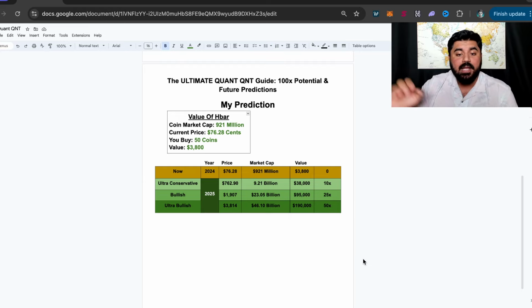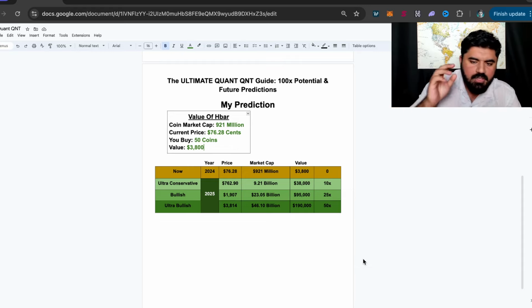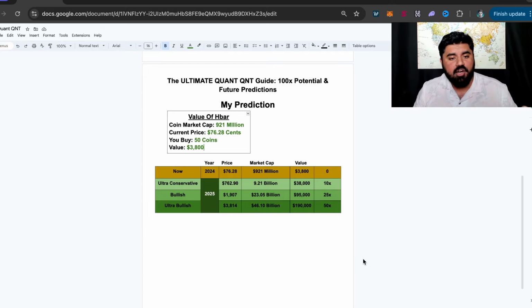But that's looking at if we start reaching that 30, 35, $40 trillion market cap of the entire crypto market. That would turn your $3,800 investment into $190,000. And I know a lot of people that can do a lot with that type of money. And that was just because you invested a little bit of your money because you believed in a project and you did your own research.